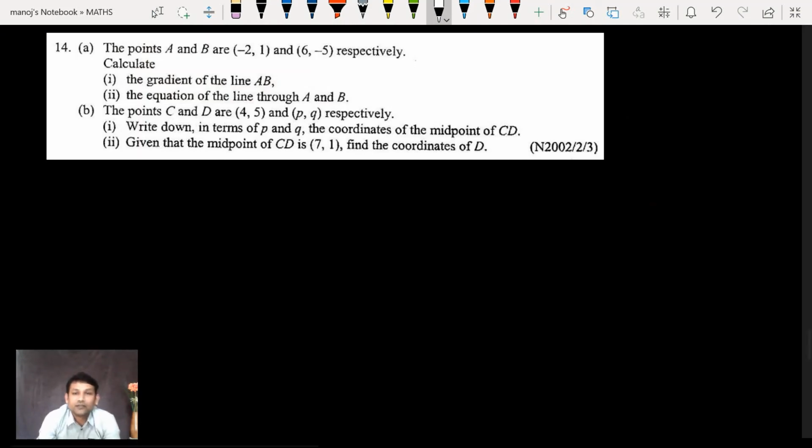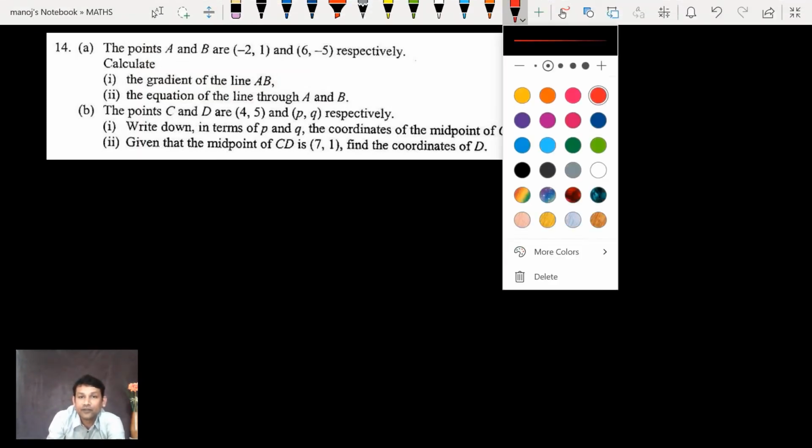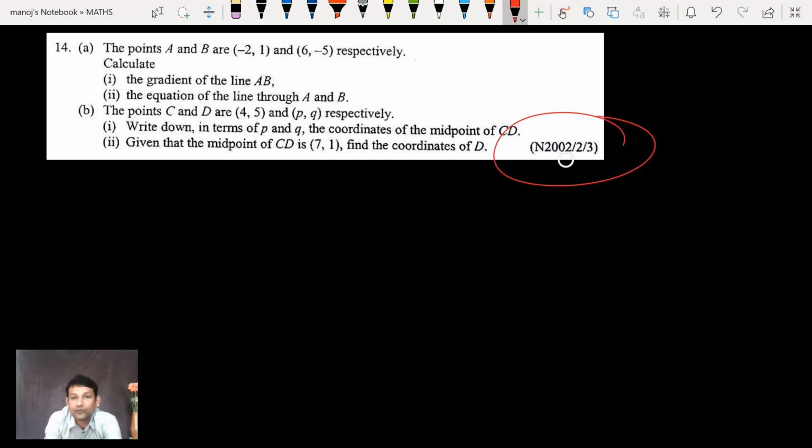Okay, this is paper 2. We have some difficult questions in paper 2. This is November 2002, paper 2, question number 3. The first part: the points A and B are given. Calculate the gradient and the equation of the line. I think there is no problem. You can do both the parts. So I don't need to do A.